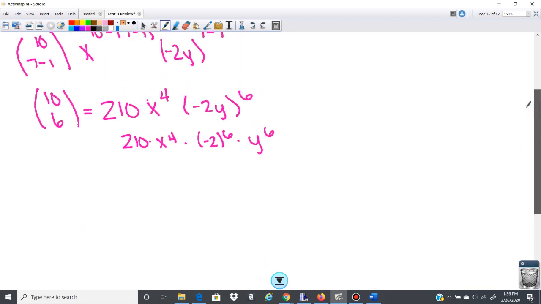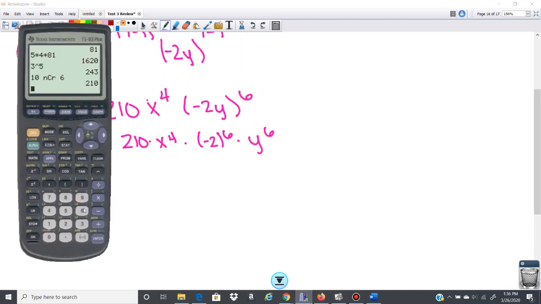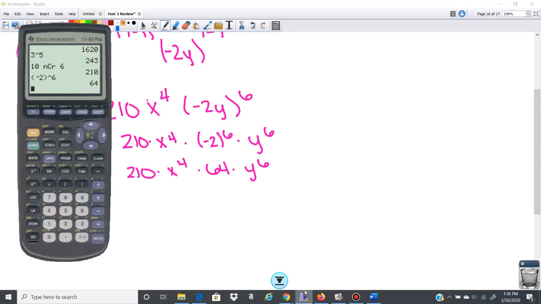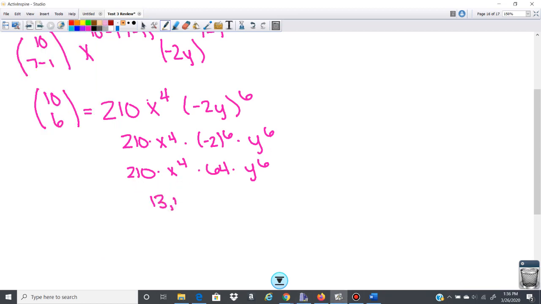The negative 2 I put in parentheses because when I'm raising a negative, I want to make sure I do that. Okay, it becomes a positive 64. So this is 210 times x to the 4th times 64 times y to the 6th. So then we want to do 210 times 64, and we get 13,440. And then we have our x to the 4th, y to the 6th. And that is our seventh term.